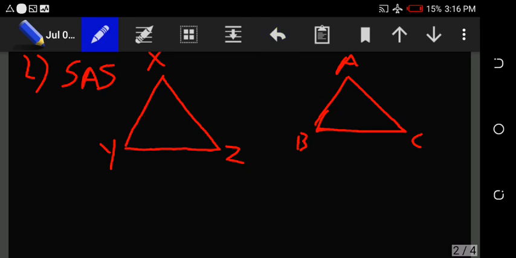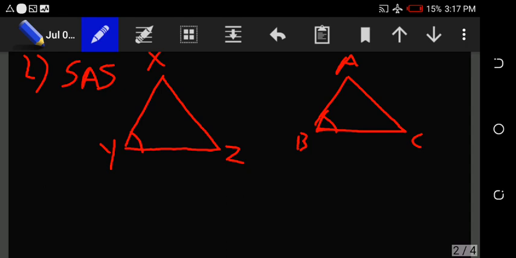So if you want to test for similarity of these triangles using this second postulate, that is side, angle, side, it means that the angle in between the two sides must be equal. So if the angle here is equal to the angle here, that is the first criterion, angles, then you have the sides that form the angles, if their ratio is equal.